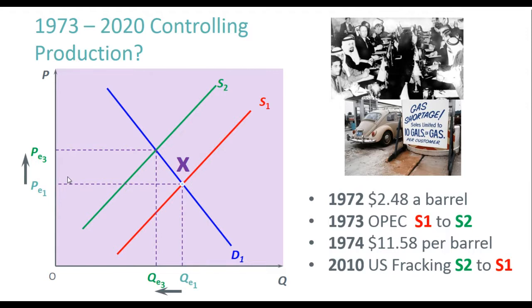What we could say is that that reversed somewhat in that in 2010 we saw that the US entered the fracking market, pushing the supply curve back from S2 to S1 and reversing those possible price increases.